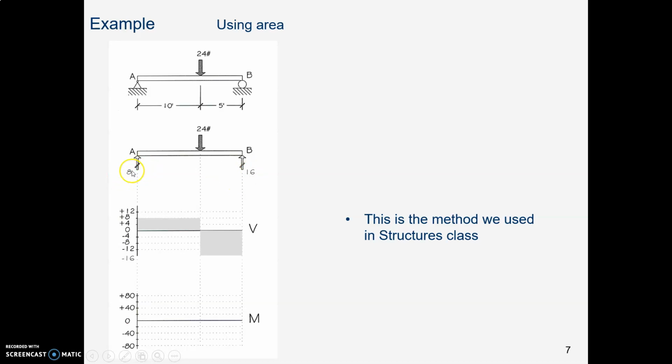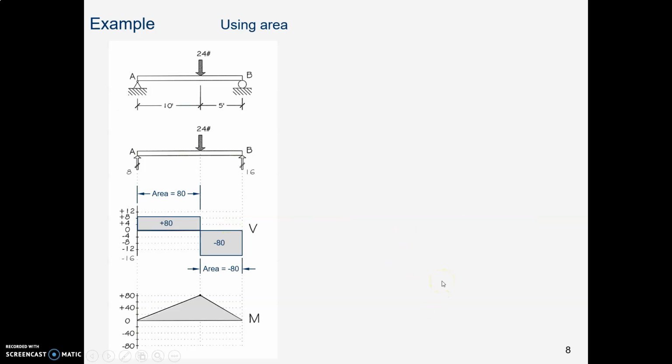All right, so the shear diagram jumps up 8, continues over because nothing's happening. Then when it gets to where the load is, the load goes down 24 pounds, so our shear goes down 24 pounds. Then nothing happening, so we go over. Then reaction jumps up 16, so shear jumps up 16.